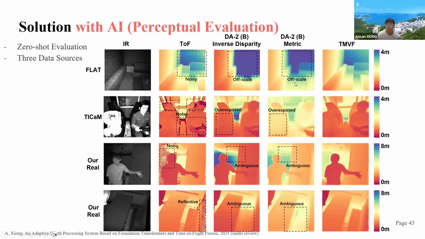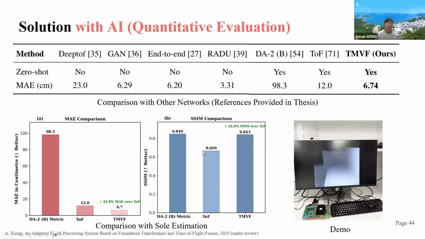Somebody may ask that there is a metric-based version of the MDE model. Is it okay to use it directly? I have to say no, because as you can see, the metric version exhibits exactly the same problem compared to the previous disparity one. So it cannot solve the problem of the MDE. Compared with others on the FLAT dataset, our work can achieve a competitive MAE, mean absolute error, in a zero-shot manner.